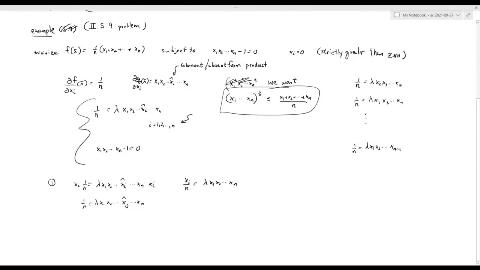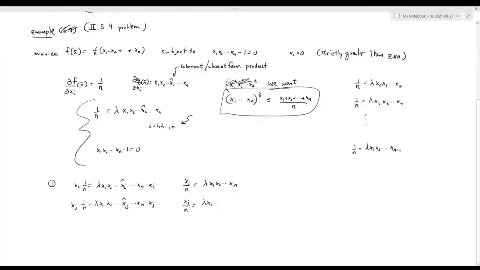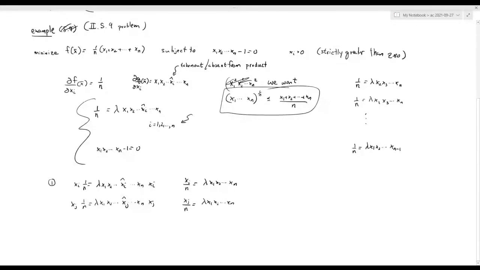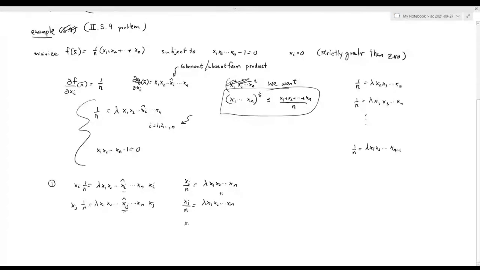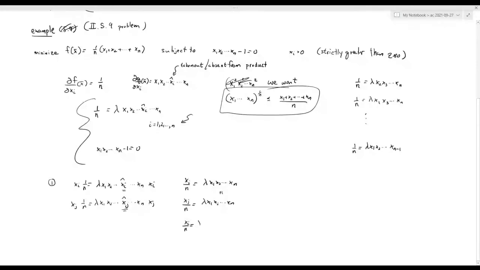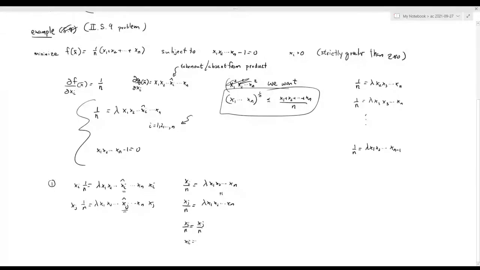So you have this product, and then multiply both sides of this equation by x sub j. And where does the magic happen there? Well, now that you've replaced xj here, and you replaced xi, that's a full product, right? So these are in fact equal. Right, so this tells me that xi divided by n is the same as xj divided by n. That is to say, xi equals xj.